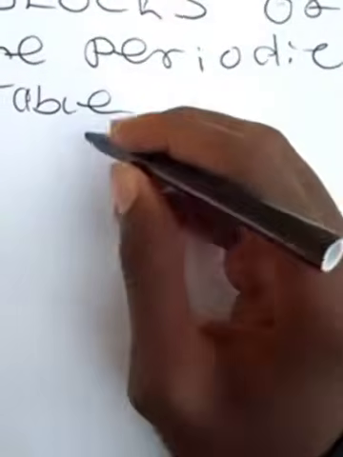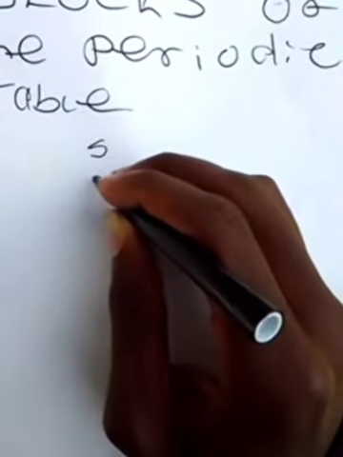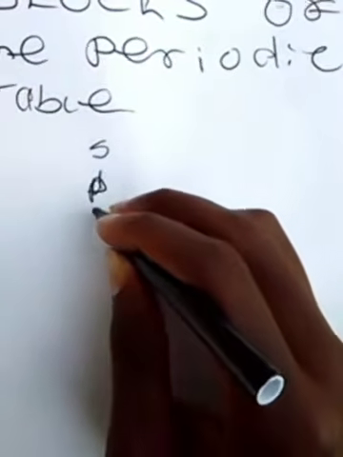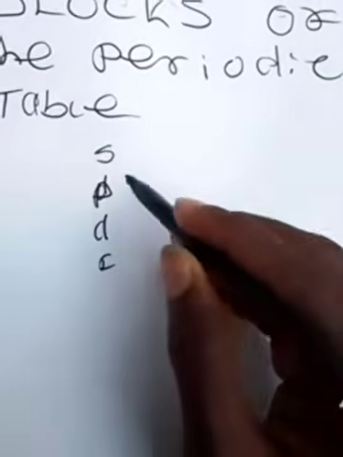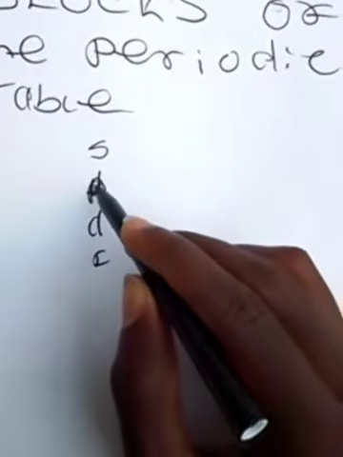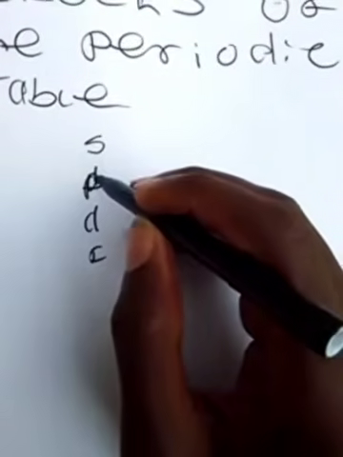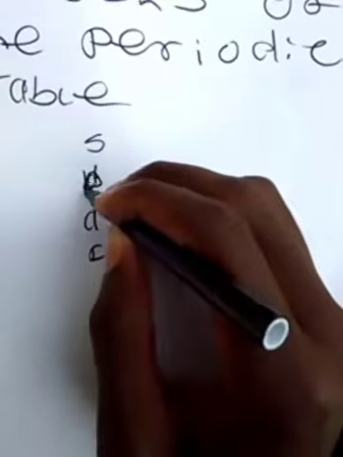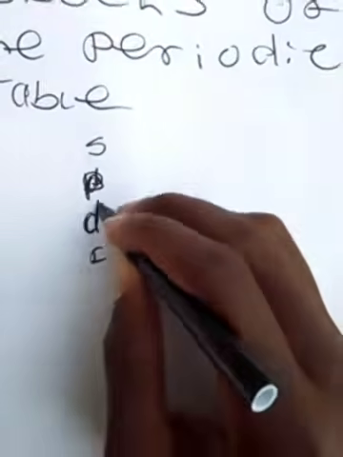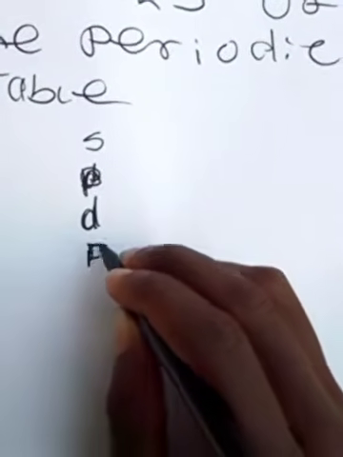The block of the periodic table can be S block, P block, D block, or F block. I'm sure we have a hostel called P block, right? Yeah, this is where it came from actually. So only chemists can relate. P block. Okay, so this is F block.